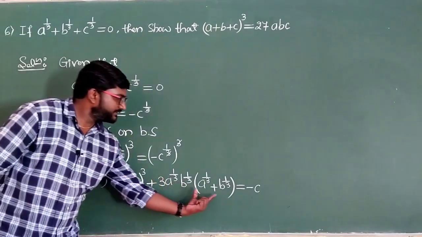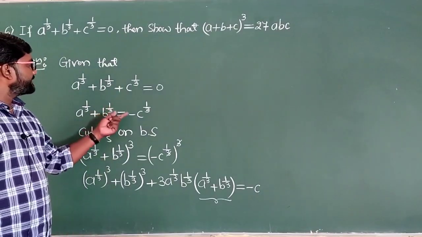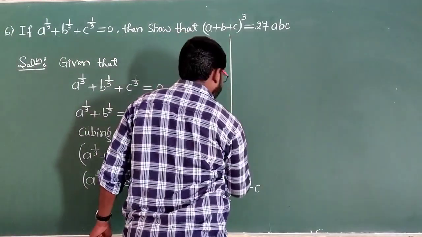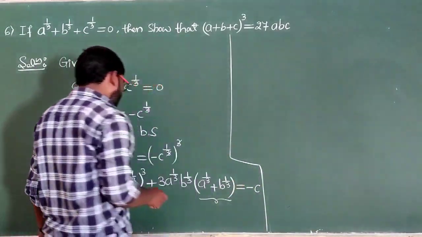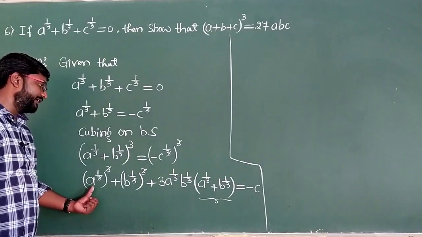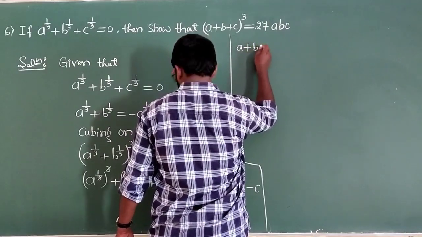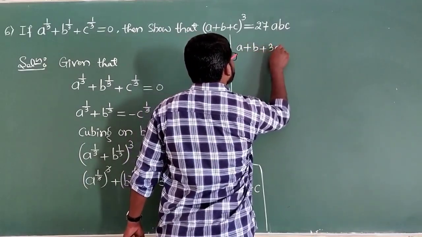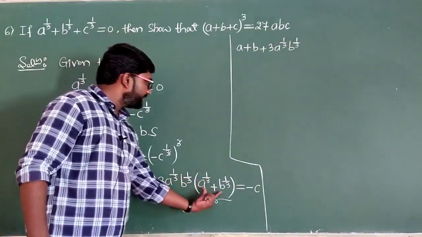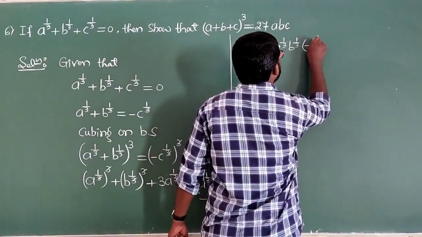Now what is this? Here a raised to 1 by 3 plus b raised to 1 by 3 can be replaced by minus c to the power 1 by 3. That I will write in the next step. At the same time, 3 and 3 get cancelled. We have only a plus b. So I write a plus b plus 3 times a to the power 1 by 3 into b to the power 1 by 3 into the bracket, which can be written as minus c raised to 1 by 3.